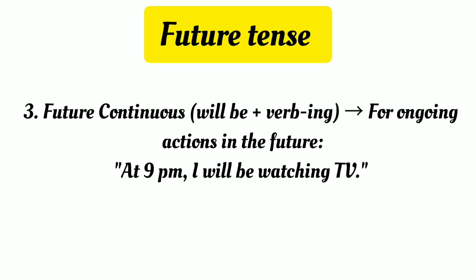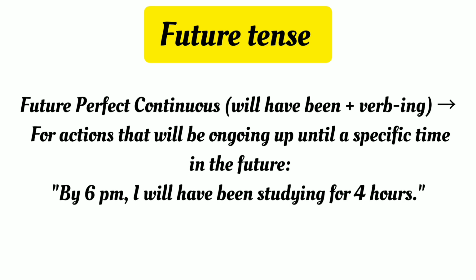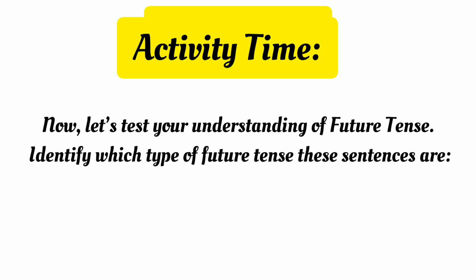Future continuous: will be plus verb-ing, for ongoing actions in the future. At p.m., I will be watching TV. Future perfect: will have plus past participle, for actions that will be completed before a certain time in the future. By next week, I will have finished the project. Future perfect continuous: will have been plus verb-ing, for actions that will be ongoing up until a specific time in the future. By p.m., I will have been studying for 4 hours. Activity time.